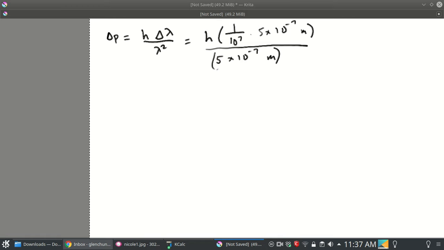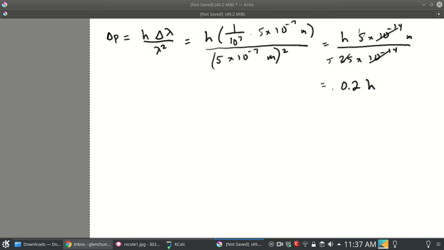Okay, so this is squared. So this is 10 to the minus 7 times 10 to the minus 7. So that's 10 to the minus 14. So this is h 5 times 10 to the minus 14, divided by 25 times another 10 to the minus 14. This is 10 to the minus 14, right? Yeah. Okay, so this is going to be 1, this is going to be 5. So this is really just 0.2h. Wow, that's a big difference compared to 200h.